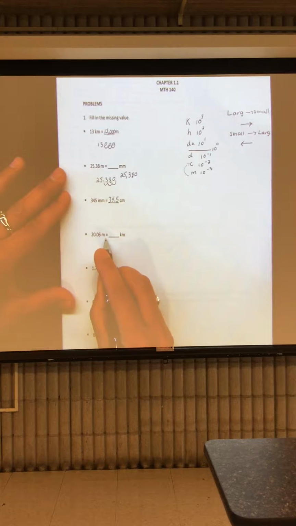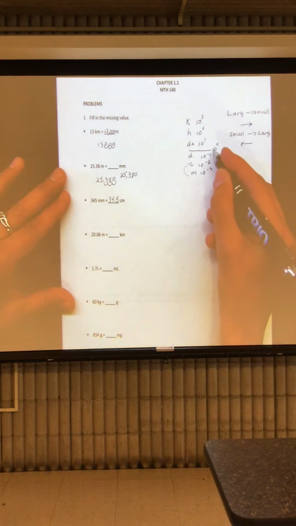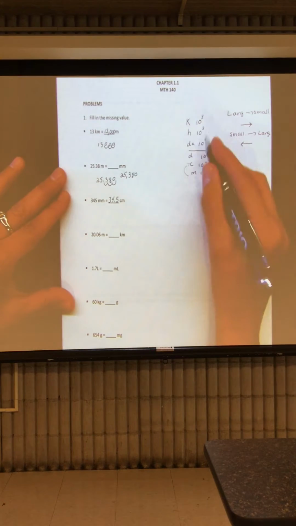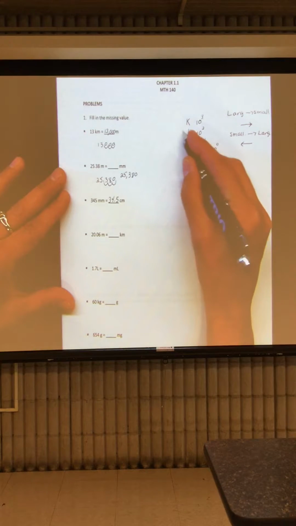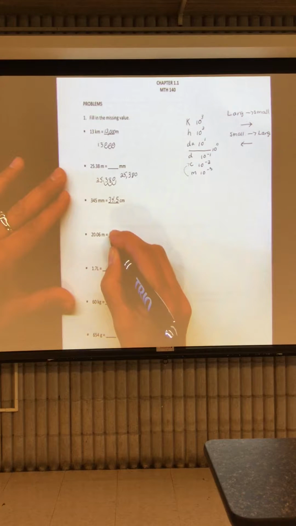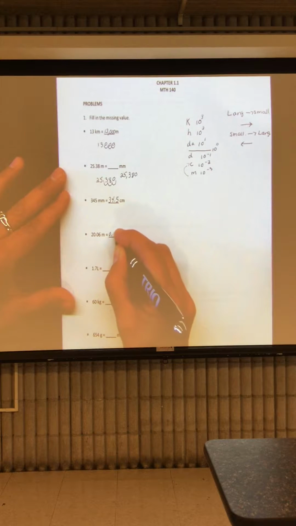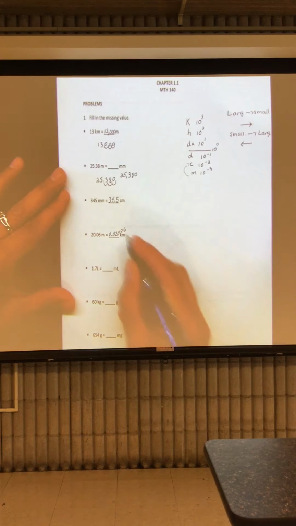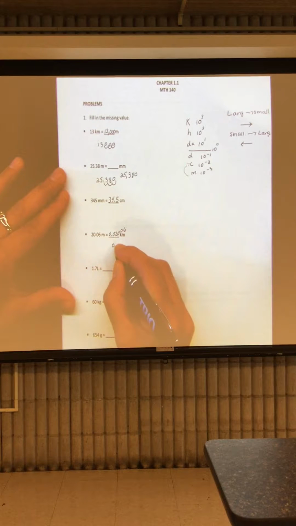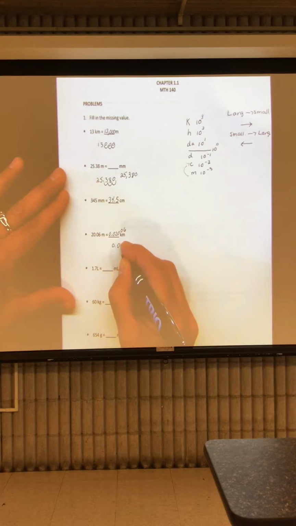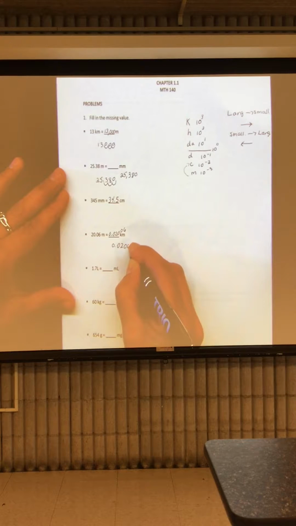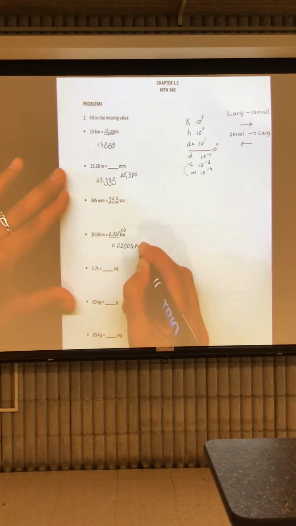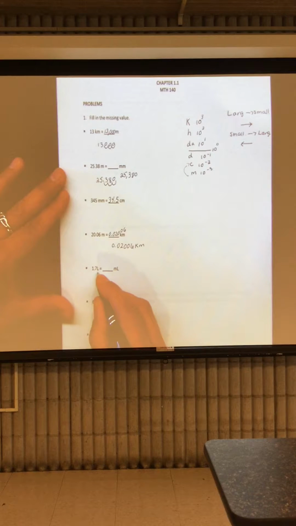20.06 meters. Meters is in the baseline to kilometers. Moving it to the left, 1, 2, 3 to the left. You have 0.02006. Let me write it down here so you can see it a little bit better. 0.02006 kilometers.